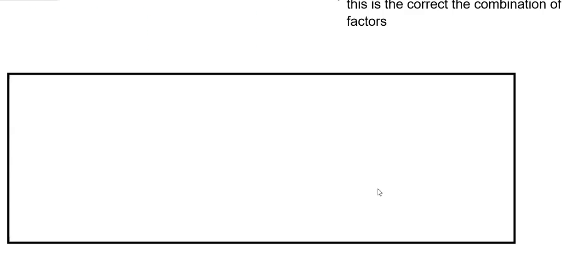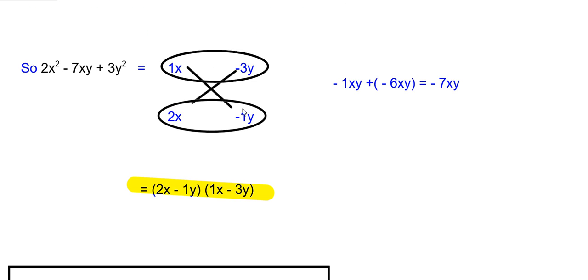Now that I have the correct combination of factors, I'm going to bring down my little square I had here because I know it works. In order to get what goes in what brackets, you're going to draw a circle around the things that are horizontally across from each other.